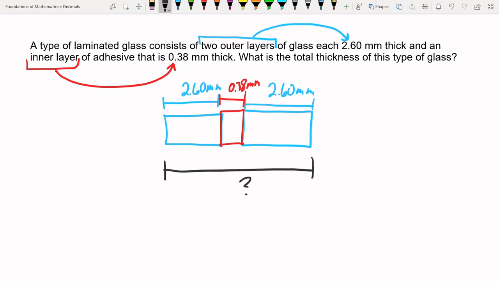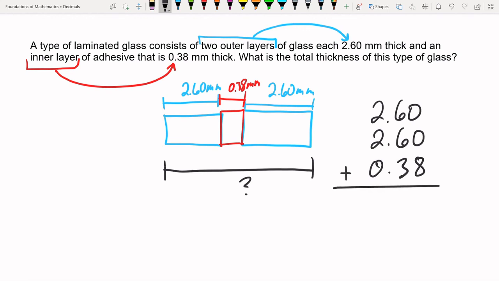Well, hopefully you see it. All we have to do is add up all of these thicknesses. So I'm going to write them vertically here, and make sure you line up the decimal points. If you do that, then the addition is pretty straightforward. 0 plus 0 plus 8 is 8. 6 plus 6 is 12. Plus 3 is 15. So the 5 goes down, the 1 goes up. Bring the decimal point down. 1 plus 2 plus 2 plus 0. That's 5. And these are all in millimeters, so the answer is going to be in millimeters as well.